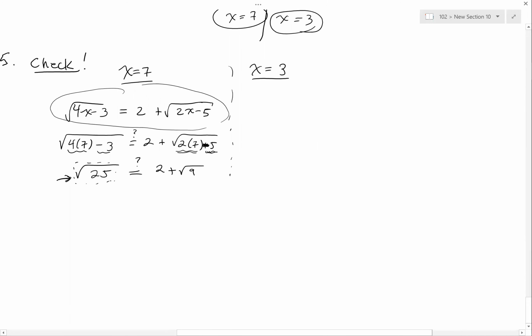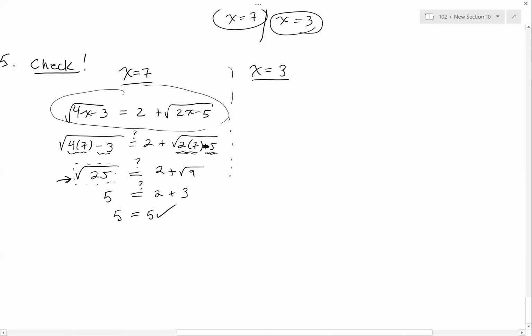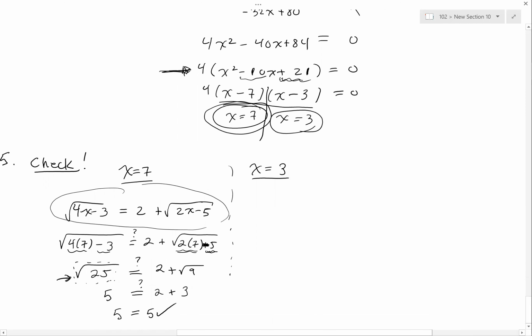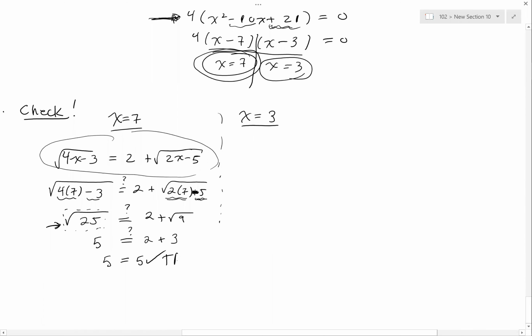So are those the same? Well, the square root of the left-hand side, that is 5. Is that the same thing as 2 plus 3? Yes, it is. 5 is equal to 5. So that means x equals 7. What I found after realizing my error is a valid solution. So this is true.